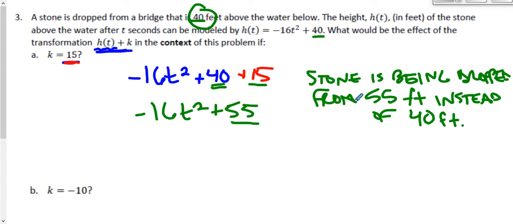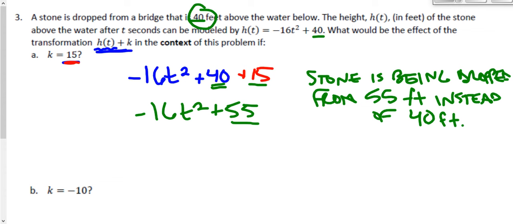If we did have to explain some sort of scenario for why that could have happened, it could have been that we found a higher bridge to drop it from, or maybe we stood on a 15-foot ladder on top of the bridge and raised ourselves up even higher. But the end result is the same. The end result is that the starting height of the stone was raised up by 15 feet.